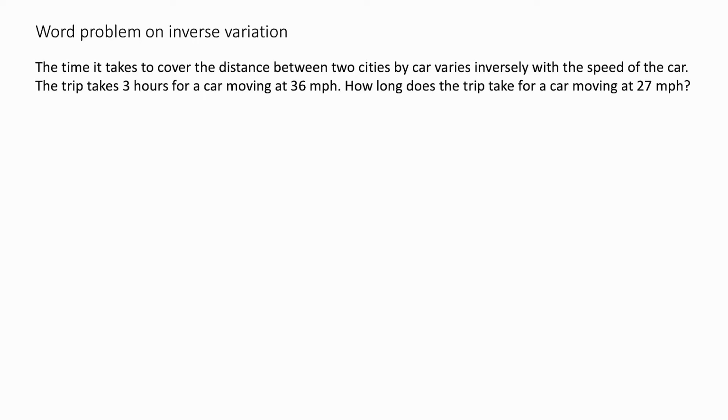Hello, this is a video about word problems on inverse variation. When we say that two variables are related inversely with each other, we mean that as one increases, the other will decrease, and vice versa. In addition, when two variables are inversely related, we can write them, let's call them y and x, as y equals k over x, where x and y are our two variables, and k is some constant.